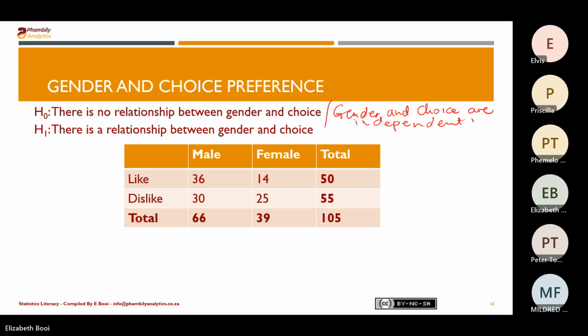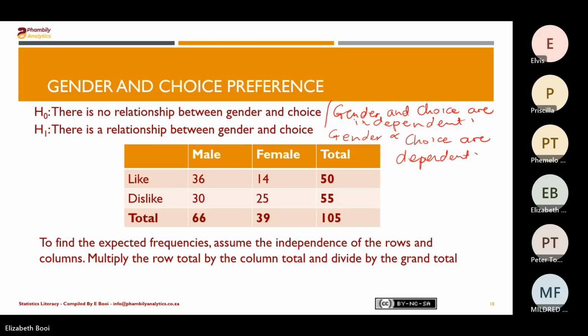And your alternative will say gender and choice are dependent. And that's how it will stay, your null hypothesis and your alternative hypothesis. Now we can go and calculate the expected value.